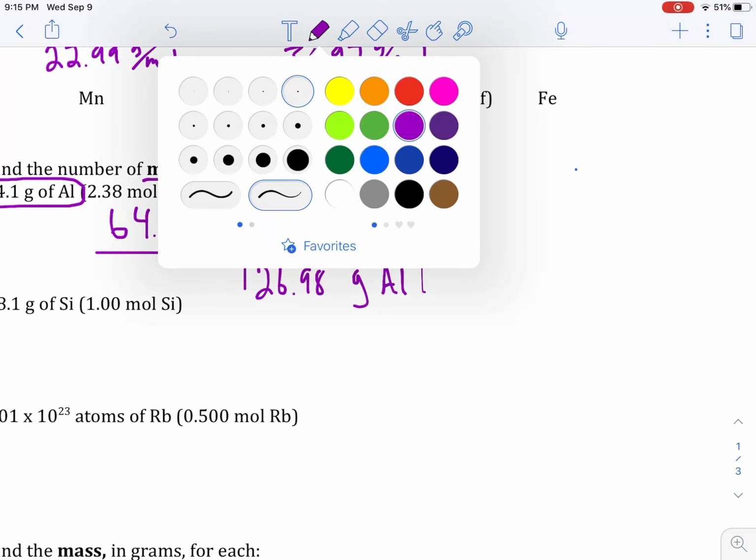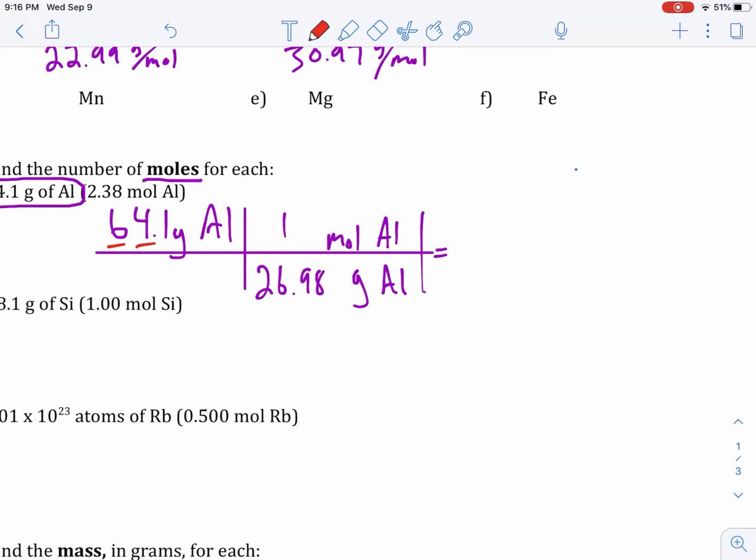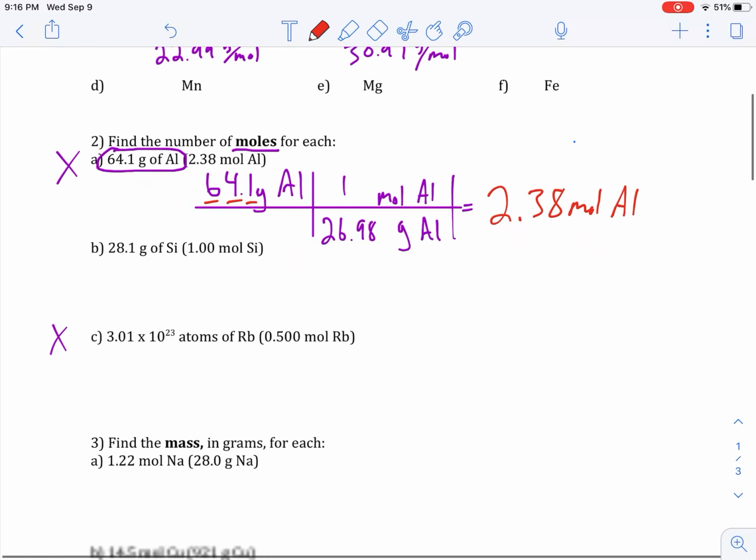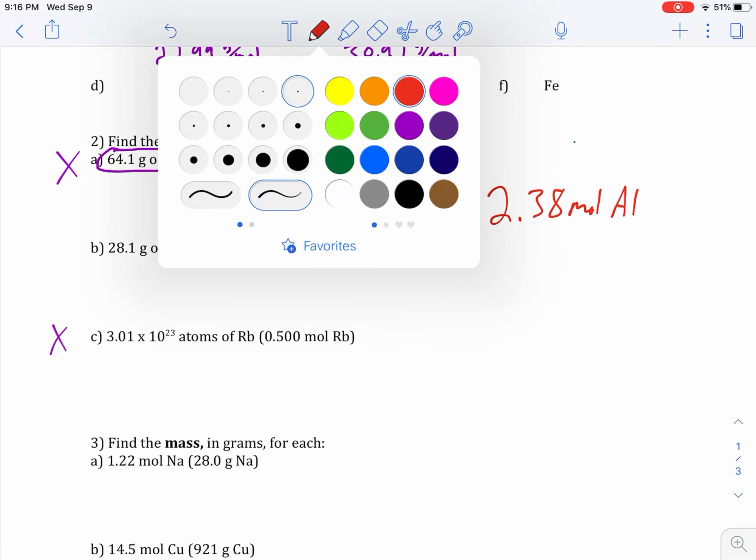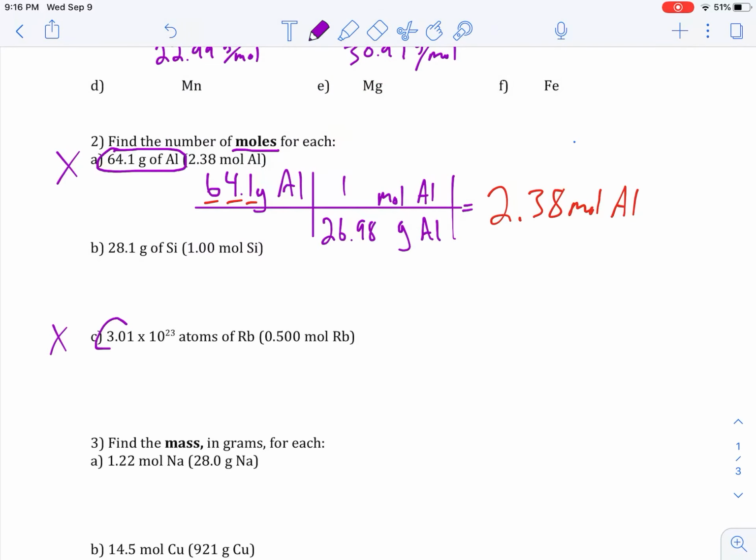I'm going to follow through with my significant figures. I have 3 there, and my answer, rounded to 3 sig figs, is 2.38 moles of aluminum. Now let's convert from atoms to moles. Circling my given information, I know I need to convert it to moles.